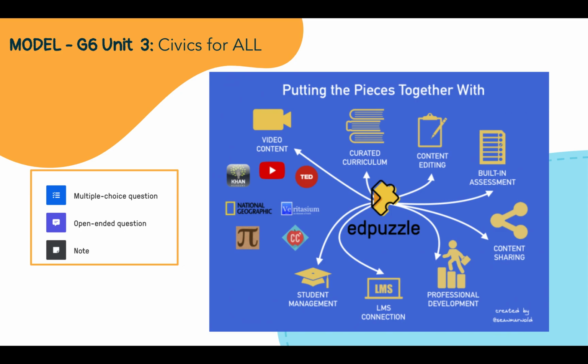In Unit 3 of the 6th grade curriculum in Passport to Social Studies, titled Civics for All, students are tasked with demonstrating their knowledge of religion and how it pertains to politics at the end of the unit. EdPuzzle will allow you to put all of these pieces together. It allows for you to create a curated curriculum. Although Passport to Social Studies is a very well put together curriculum, this tool will allow you to differentiate for your students. It allows for content editing and built-in assessment, and it links to any other learning platform that your school is using at the time, such as Google.